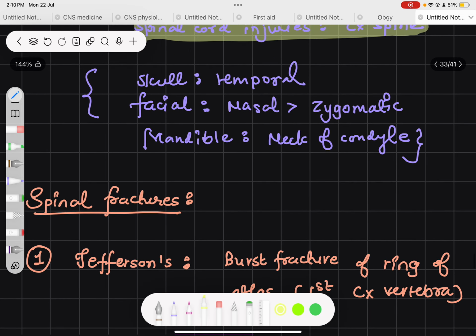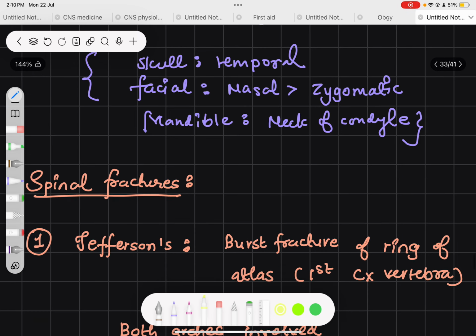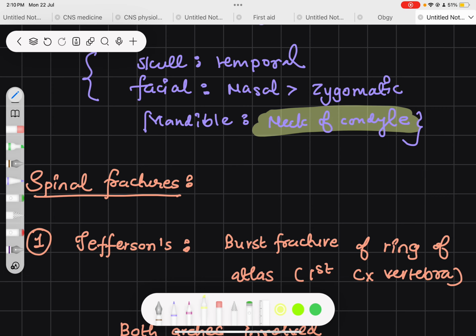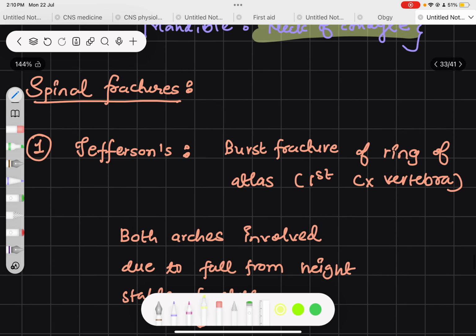Now apart from the spine, in the skull, the temporal bone is the most common bone to be fractured, then among facial bones the nasal bone is the most common one, then the zygomatic, and in the mandible, the neck of the condyle is the most common one to be fractured.